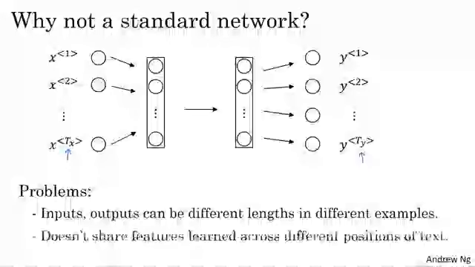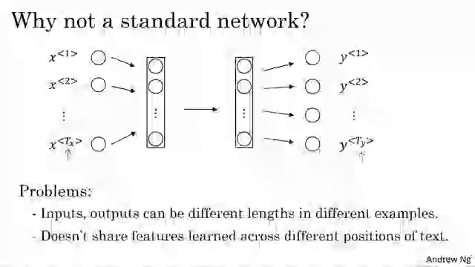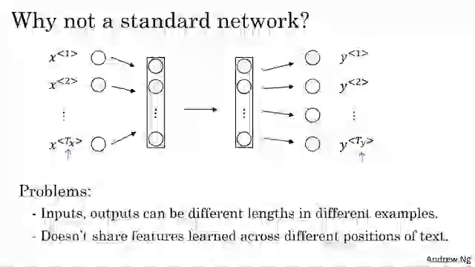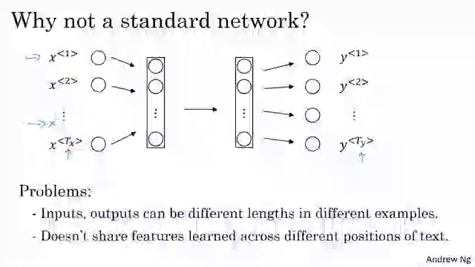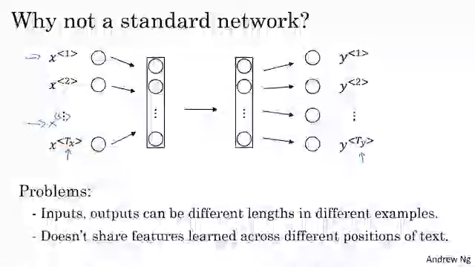And then a second, and maybe more serious problem, is that a naive neural network architecture like this doesn't share features learned across different positions of text. In particular, if the neural network has learned that the word Harry appearing in position 1 gives a sign that that's part of a person's name, then won't it be nice if it automatically figures out that Harry appearing in some other position xt also means that that might be a person's name?